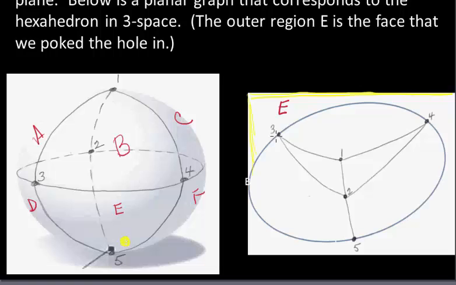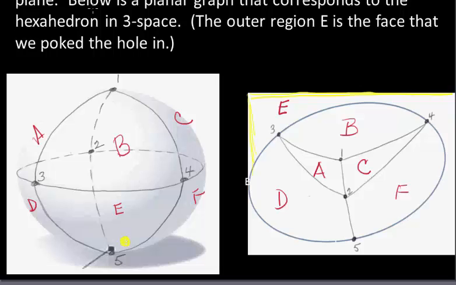Now let's label the faces. The face from 1 to 3 to 4, 1, 3, 4, this is B. And 1, 2, 4 was C. And 3, 1, 2 was A, and 3, 2, 5 was D, and 2, 5, 4 was F, and again E, because that's where we punctured the hole and stretched from. E is the outside.